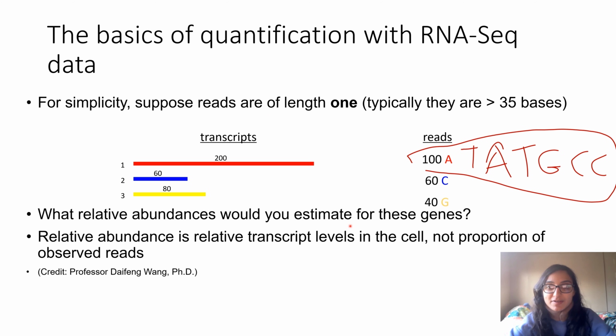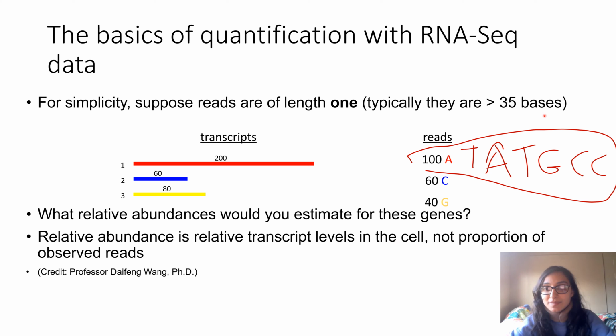So what relative abundances would you estimate for these genes over here? Relative abundance is the relative transcript level in the cell, not the proportion of observed reads. That's something to keep in mind. Out of all the transcripts that we have, it's not the proportion of observed reads, it's the relative transcript levels inside that cell.